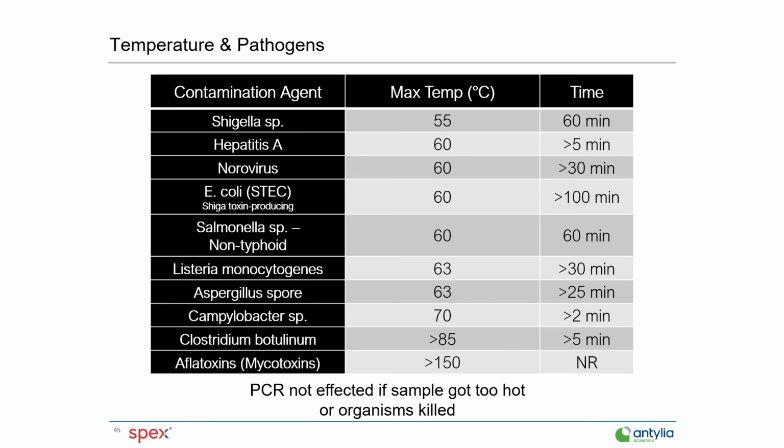Now, if you're doing PCR, you're not as much affected by that. It's not going to really matter if your organisms are killed or if your sample really gets a little warm. So this is not going to be as big of a problem for PCR, but if you're using typical culture techniques, you are going to want to be concerned on what temperatures are you generating and how close to the max temperature do you have to get before your sample becomes non-viable for the culture you're going to do.